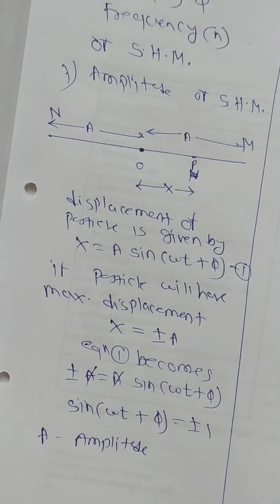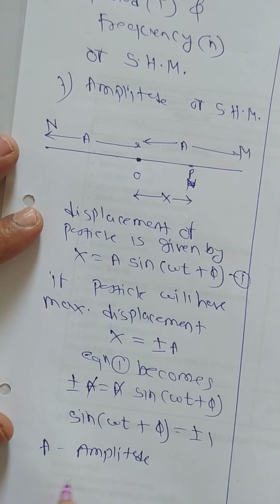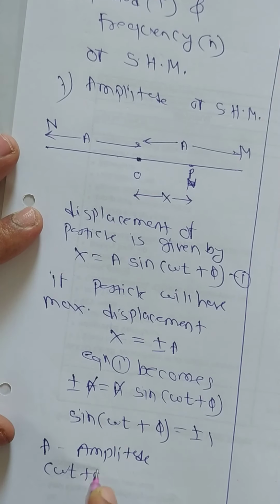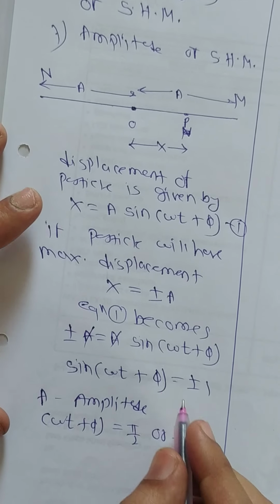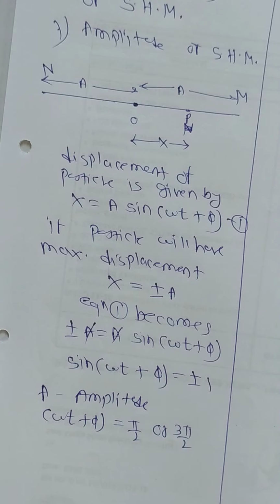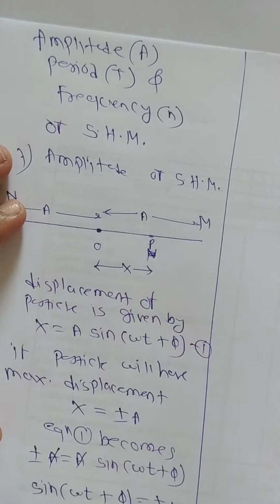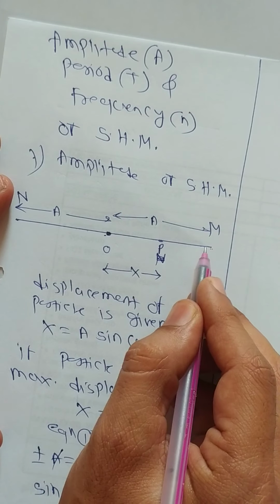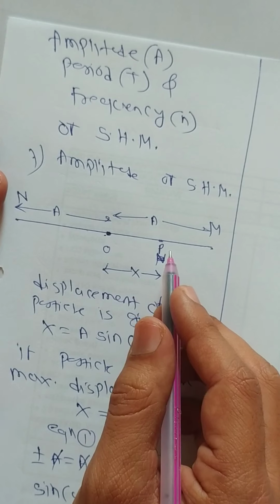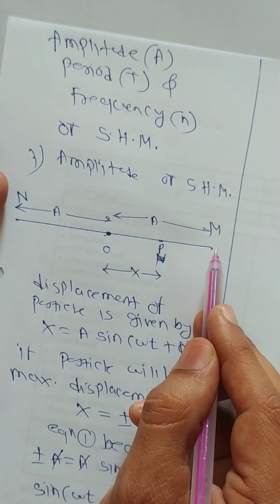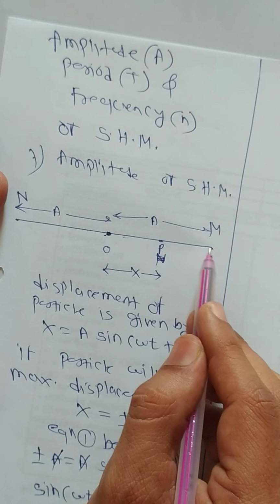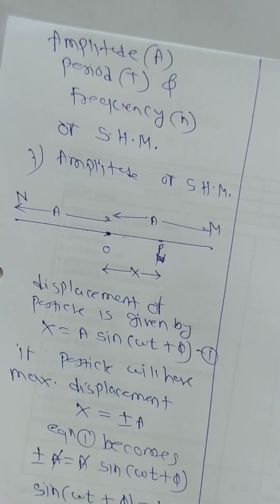So when will sine be plus 1 or minus 1? When omega t plus phi is equal to pi by 2 or 3 pi by 2. Sine 90 degrees is 1, and sine 3 pi by 2 is minus 1. So this is your amplitude, the maximum value. The maximum displacement of a particle performing SHM from its mean position is the amplitude of SHM.